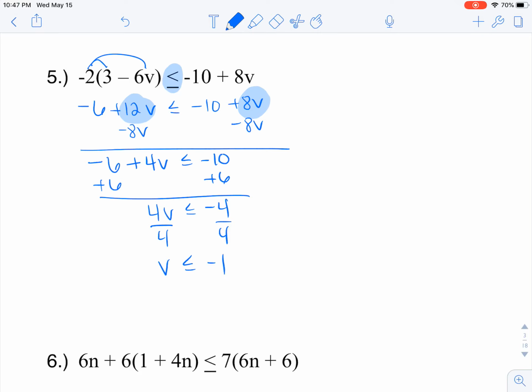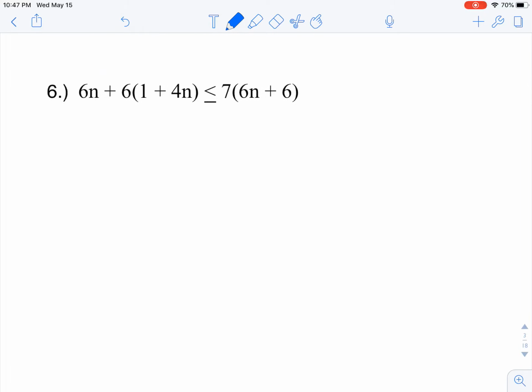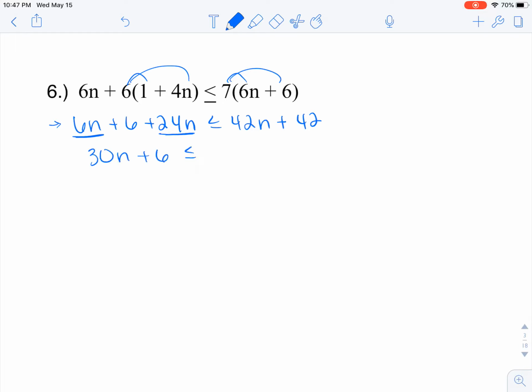All right, so if you see this, you can tell that I don't flip the sign because I divided by a positive. Even though this top was a negative, I divided by a positive, so therefore you don't flip the sign. All right, number 6, same sort of thing. We just got more distributive property that you got to make sure you do. So 6n plus 6 plus 24n is less than or equal to 42n plus 42. On this first side, I want to simplify, so I have 6n and 24n. So that gives me 30n plus 6.